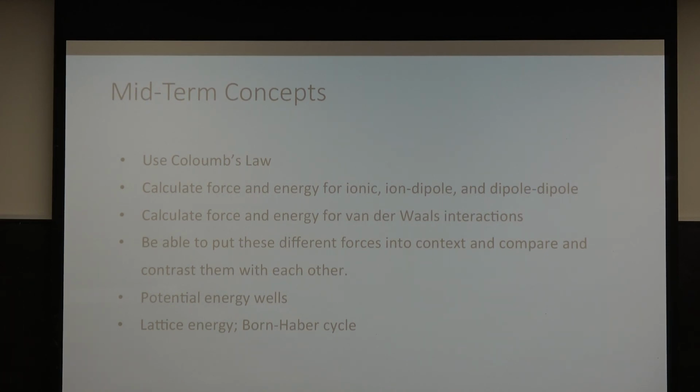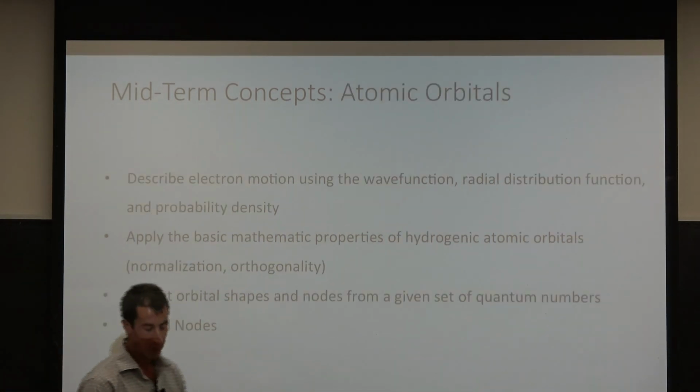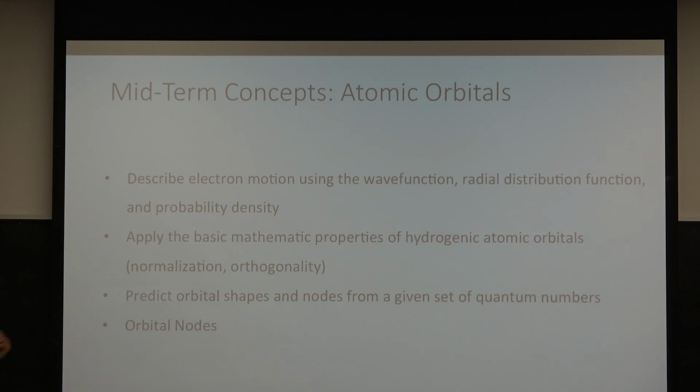Be able to understand how these forces relate to each other in terms of strength and bond length. Be able to discuss potential energy wells. Be able to discuss and calculate lattice energy, Born-Haber cycles. Okay? Hold on. Atomic orbitals: be able to describe and use the wave function, the radial and angular wave functions, be able to normalize and show that two wave functions are orthogonal, be able to predict the orbital shapes and nodes from a set of quantum numbers. Orbital nodes, that's redundant.